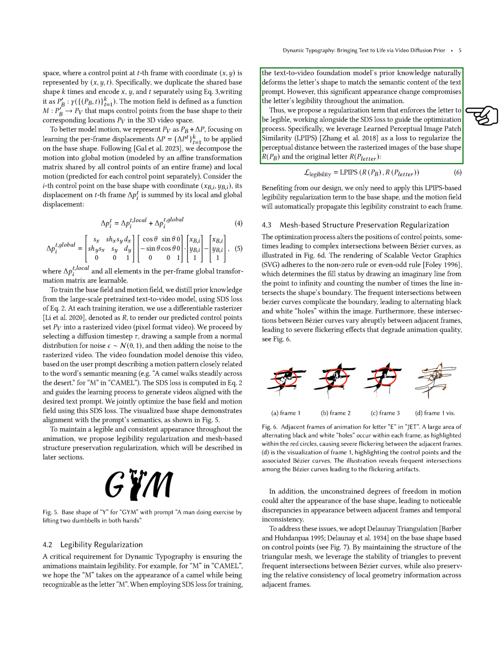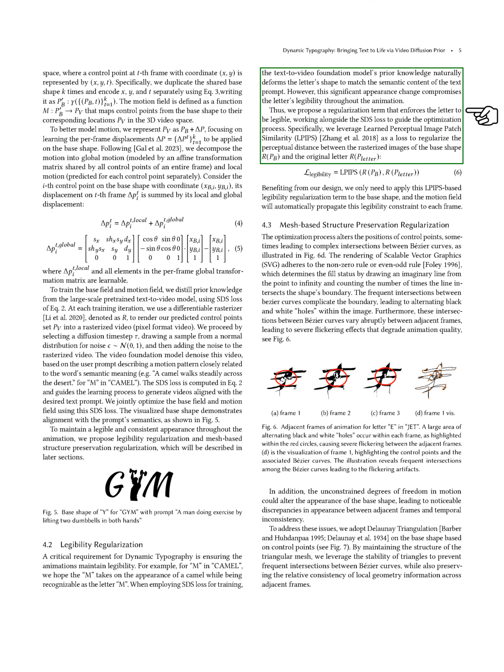We aim to make sure that the text remains readable and that the mesh structure is maintained throughout the optimization process. To maintain legibility, we introduce a regularization term that works alongside the SDS loss. This term enforces the text to be legible by using Learned Perceptual Image Patch Similarity, LPIPS, to measure the perceptual distance between the base shape and the original letter. By applying this legibility regularization to the base shape, the motion field automatically propagates this constraint to each frame.